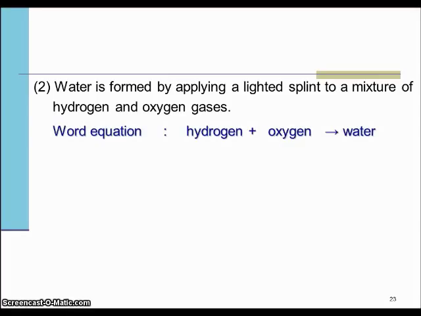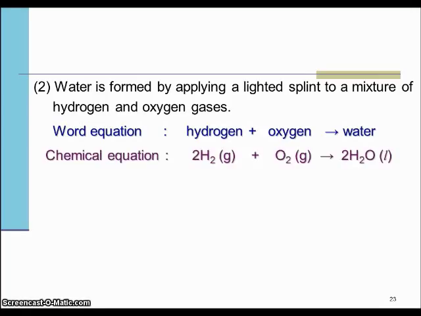In this second example, water is formed by applying a lighted splint to a mixture of hydrogen and oxygen gases. The word equation is provided below. This is the chemical equation for the reaction between hydrogen and oxygen to form water.